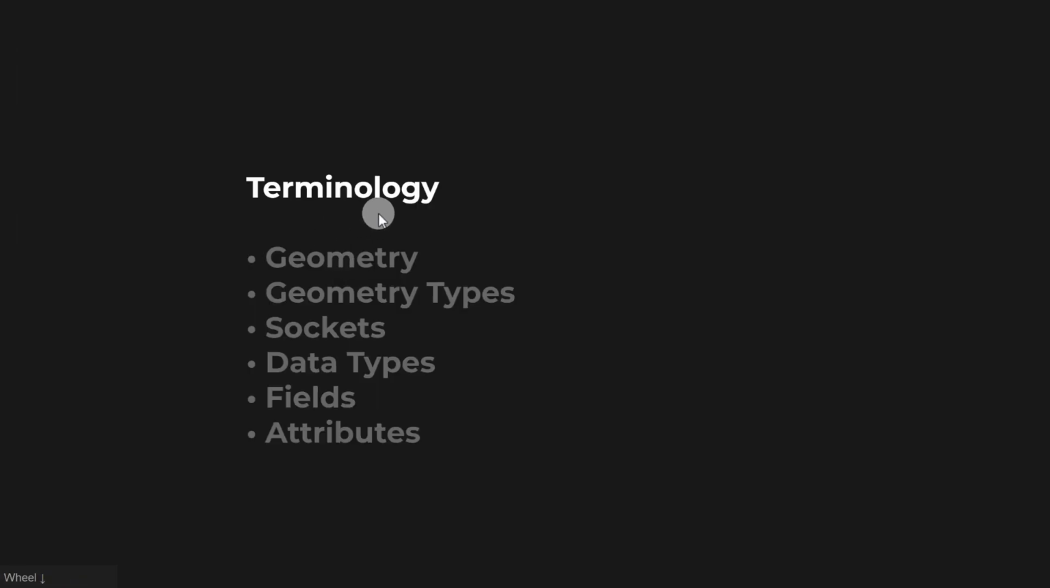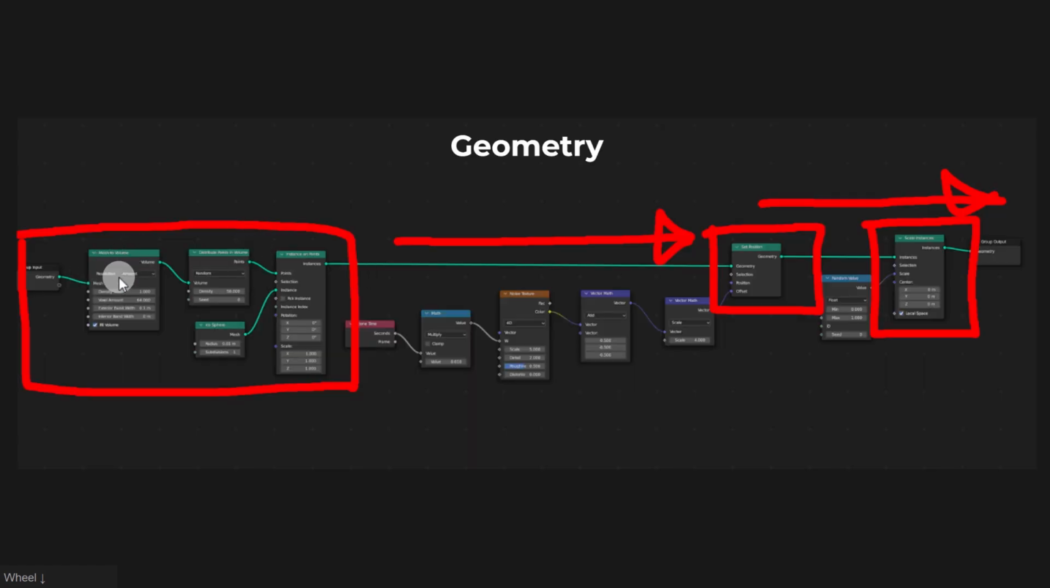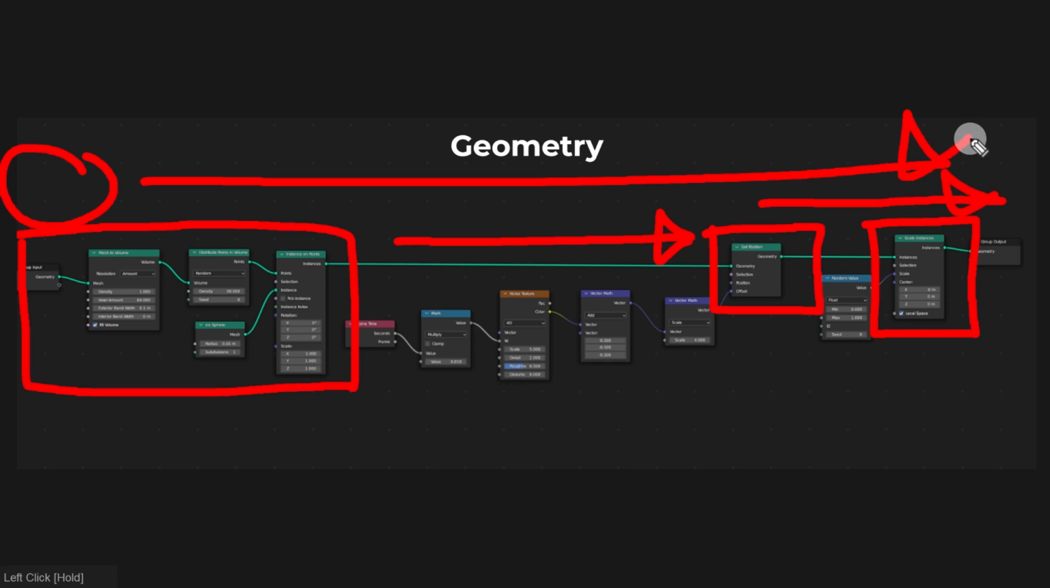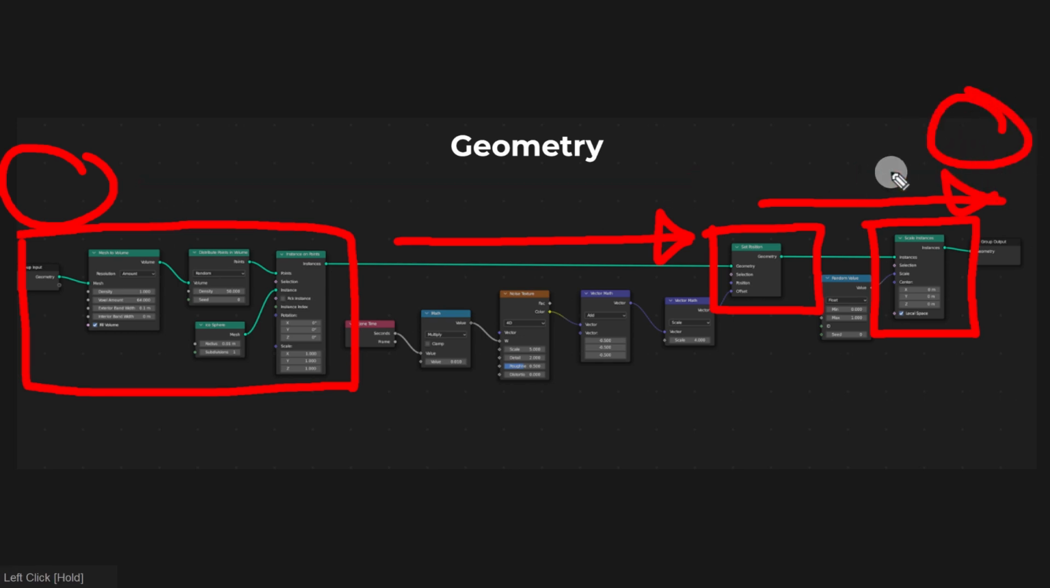And the very first terminology we want to get to know is just geometry. This is the most obvious one. Anytime we see a green node within our geometry node network, that's generally going to be a geometry network. Generally speaking, this is how we start, and then we basically do a bunch of stuff to it, and then we plug it into the output.